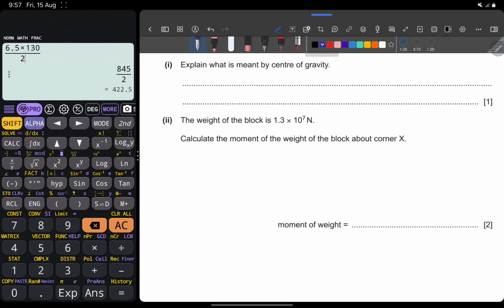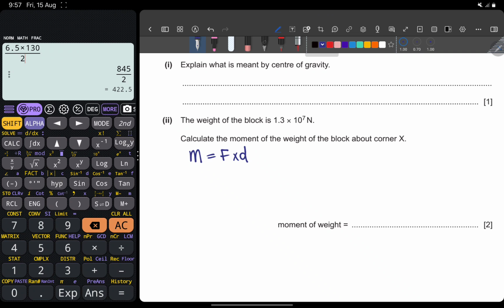Don't worry, we'll come back to that. But let's start with this one. Calculate the moment of the weight. The moment. This is good. Whenever we see they want the moment, the formula for moment is force times distance. But remember, it will be the perpendicular distance from the pivot.